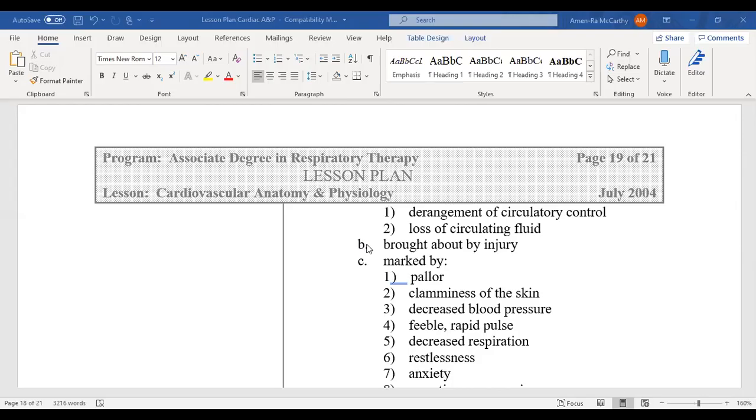Pallor is pale. They look pale or grayish, dusky looking, right? That's pallor. Clamminess of the skin. Decreased blood pressure. These are all the things that show you that they could be going into shock. Their pallor, which means their color is gone. They lose their color. They become pale or gray looking. Clamminess of the skin: the skin is cold and clammy. Decreased blood pressure: you'll look at their blood pressure and it will be super low, okay?